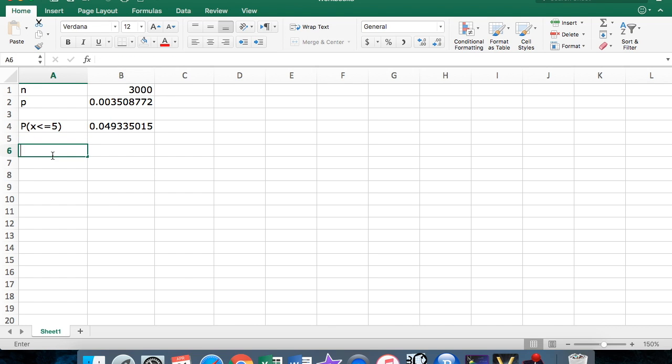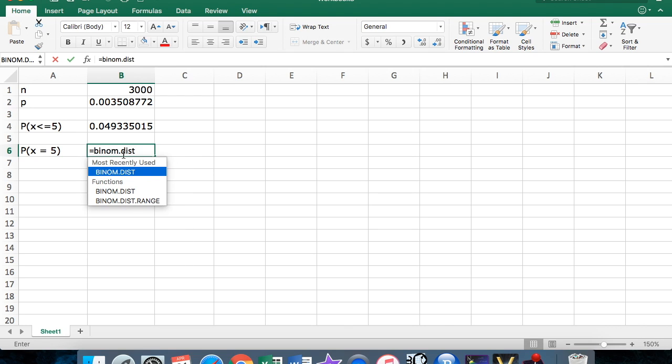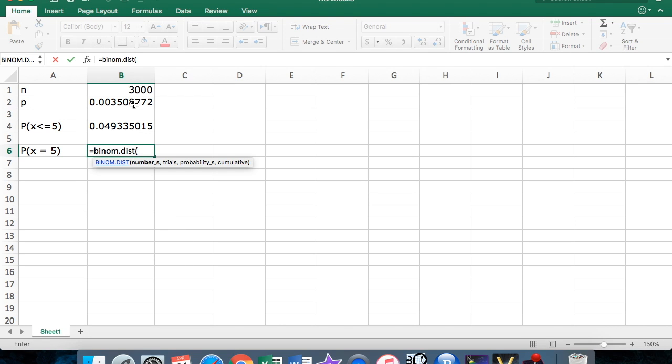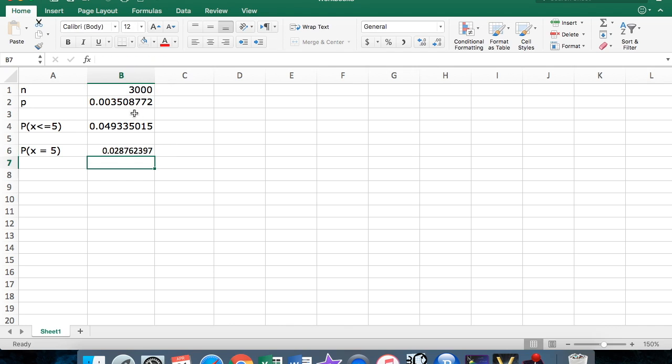If we were finding this, the probability X is exactly 5, then it would look like this. Equals binom dot dist. Your number of successes, it's 5 still. Your number of trials is N. And probability of success is still P. But cumulative would be 0. So if you're trying to find exactly 5, it's always going to be 0 for cumulative. If it's up to 5, so less than or equal to 5, you mean you're summing your cases, then it is 1. Okay? And this is our solution.